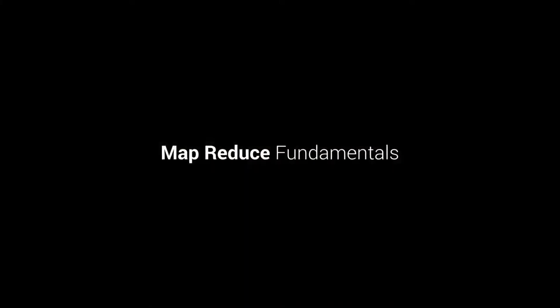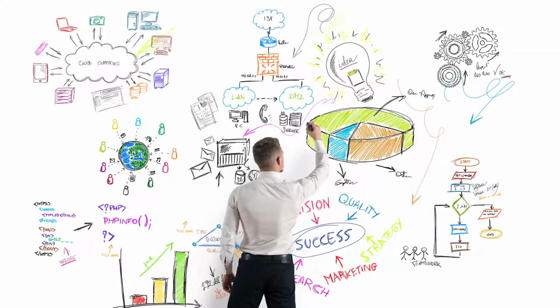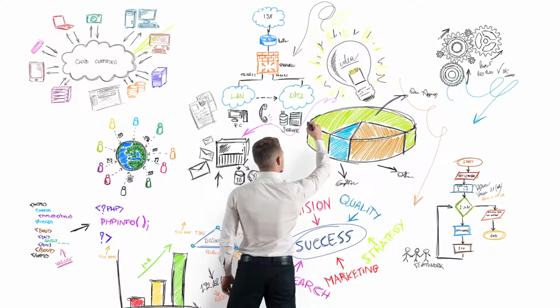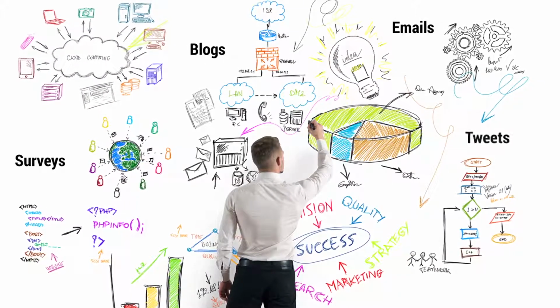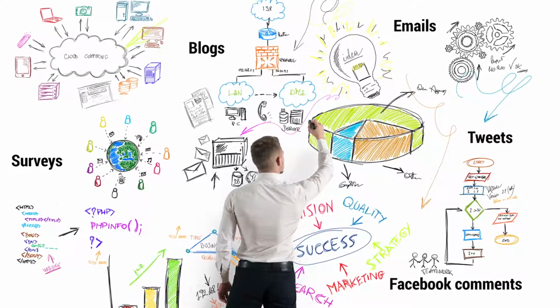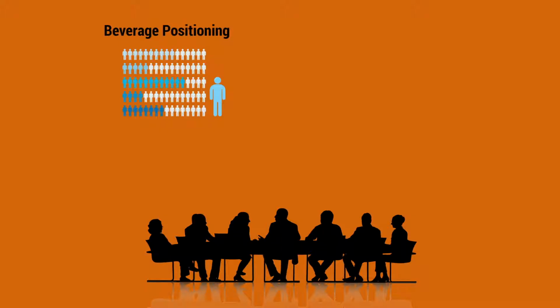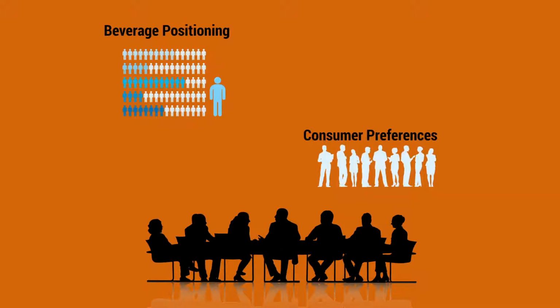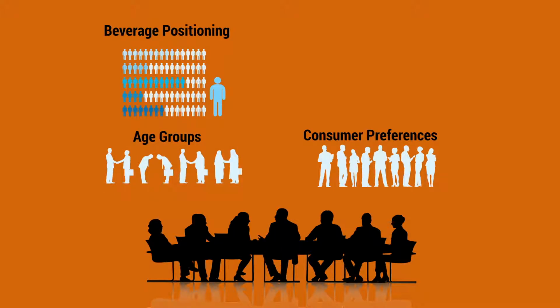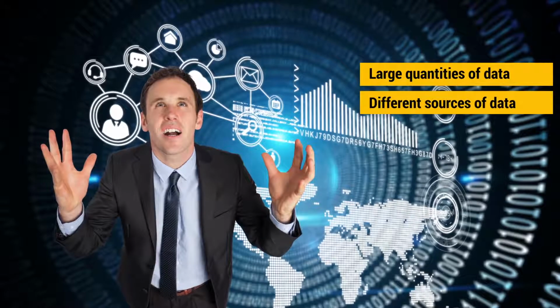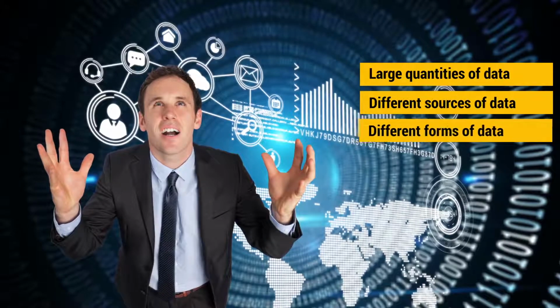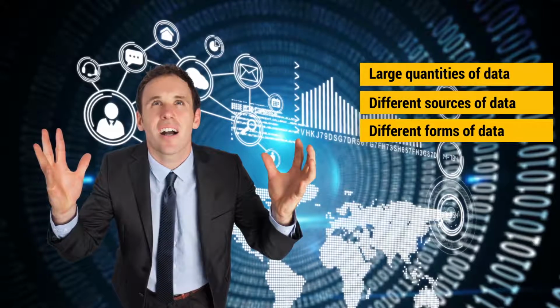MapReduce Fundamentals. At a global beverage company, executives wanted to analyze their global consumer feedback from surveys, blogs, emails, tweets, and Facebook comments on a daily basis. This would help them understand the beverage positioning patterns and consumer preferences of beverage flavors across age groups and in certain geographies. However, they were bogged down by large quantities of data coming in from their different sources, as well as the different forms of data constantly pouring into their systems.